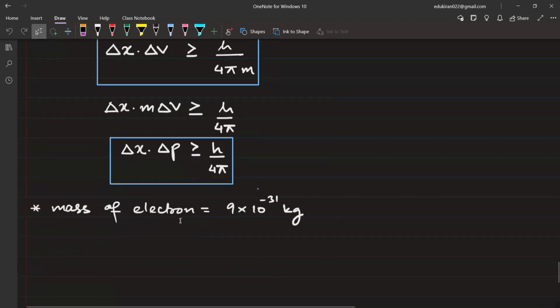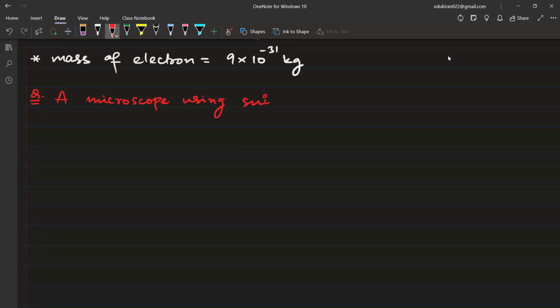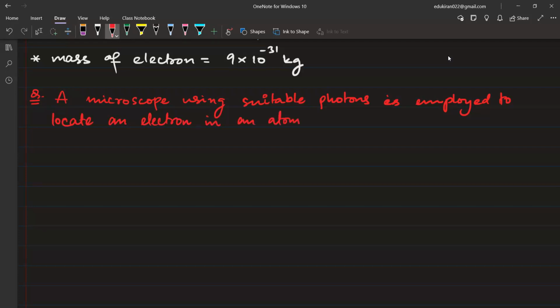So we'll do a question from the Heisenberg uncertainty principle. Please write a question. A microscope using suitable photons is employed to locate an electron in an atom within a distance of 0.1 angstrom.